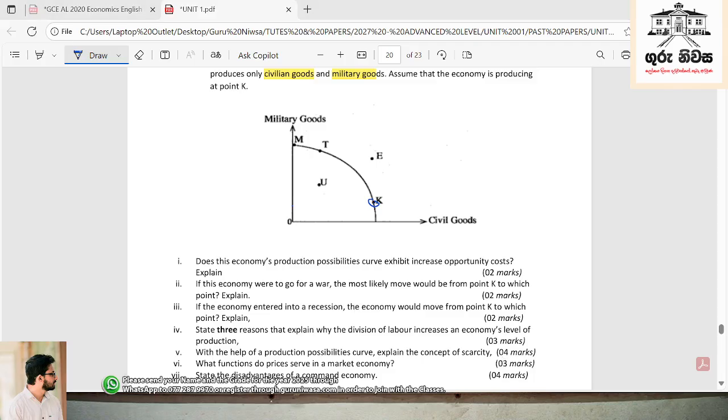Part C. If the economy entered a recession, can you remember the recession, Sanuli? Yes, sir. What is meant by recession? It is the short term of economic depression. Yes, like more than 2 consecutive quarters, GDP falls.